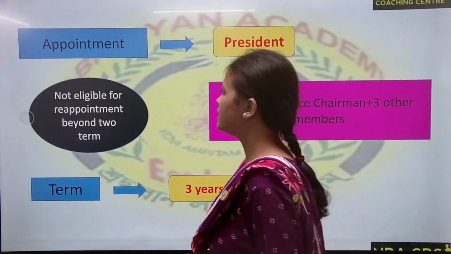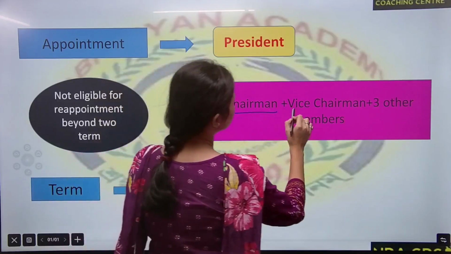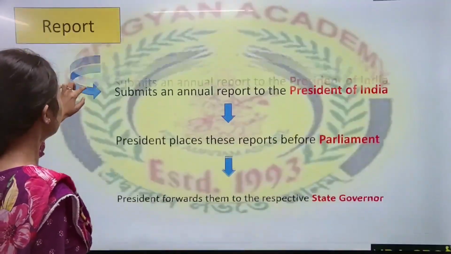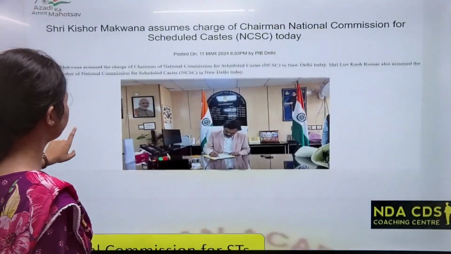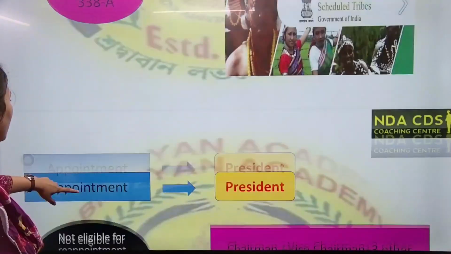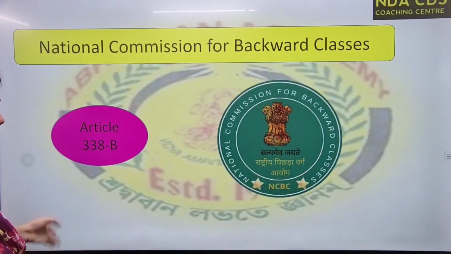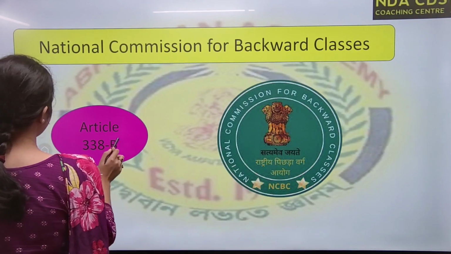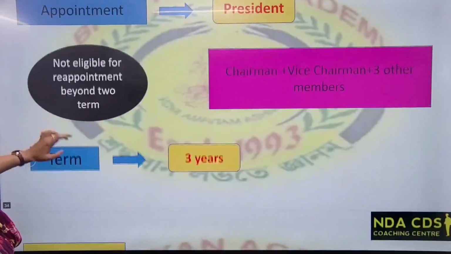So appointment is done by our president, not eligible for re-appointment. Chairperson, chairman, vice chairman, 3 other members will be there. Term is for 3 years. Report goes to President of India, then Parliament, and then President gives to the State Governor. Then same body for STs, Article 338A. Everything is same, but this is for scheduled tribe, that is for scheduled caste, and this is for backward class, OBC. Article 338B, same, this is for OBC.